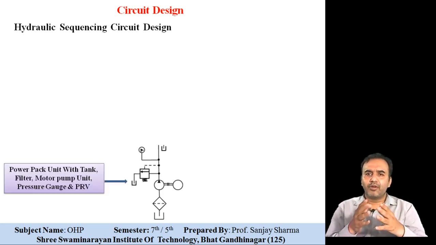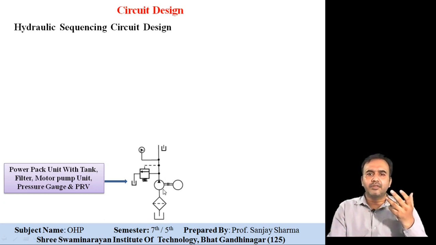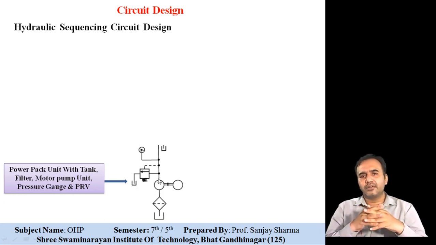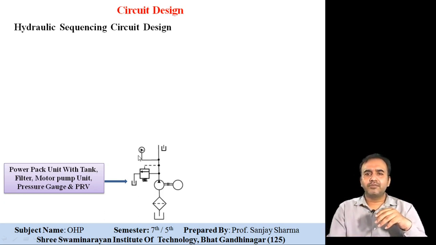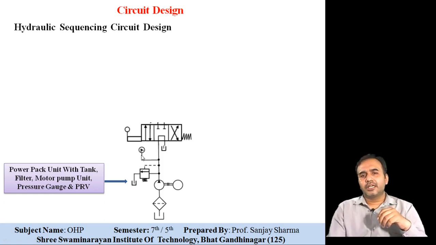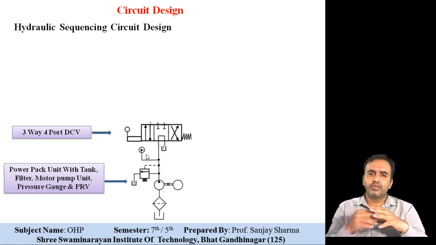This is the power pack unit which you are seeing on your screen, friends. Here you can see the power pack: the tank, the filter, the pump and motor, the pressure regulating device. This is the return to the tank. These are the common components used in our hydraulic circuit. This is the pressure gauge which indicates the pressure. Again, the 3-way 4-port DCV valve is used here.